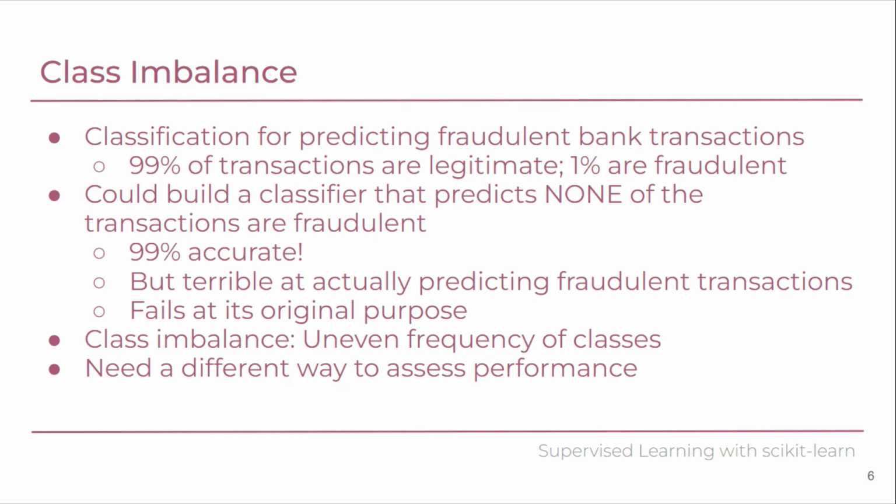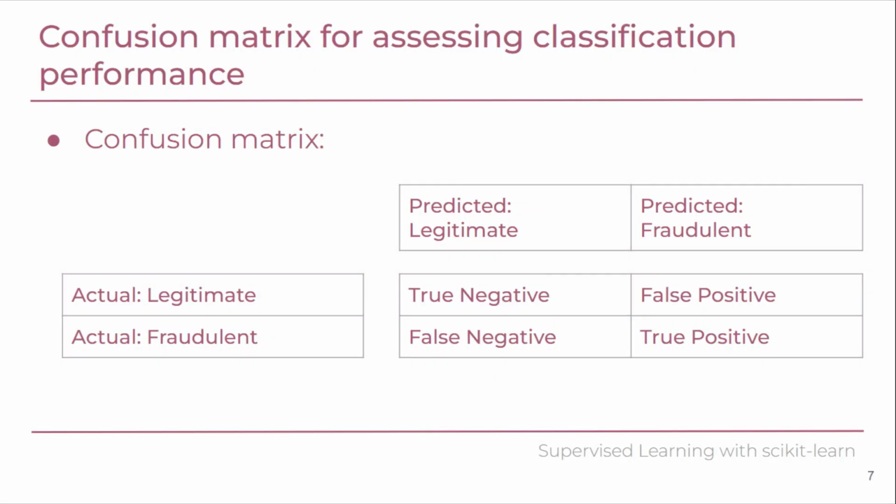The situation where one class is more frequent is called class imbalance. Here, the class of legitimate transactions contains way more instances than the class of fraudulent transactions. This is a common situation in practice and requires a different approach to assessing the model's performance. Given a binary classifier, such as our fraudulent transactions example, we can create a 2x2 matrix that summarizes performance called a confusion matrix.